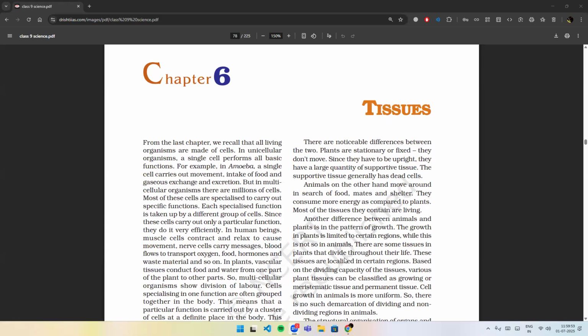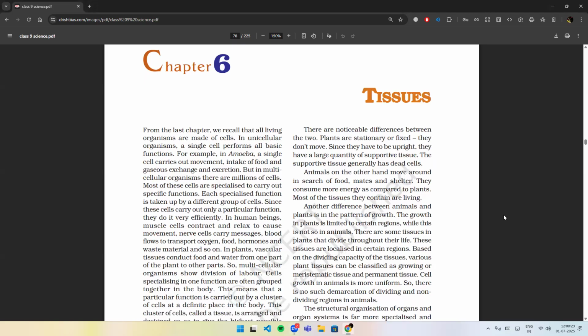Today we are going to read chapter number 6, Tissues, of class ninth from the NCERT book. So let's get started. From the last chapter, we recall that all living organisms are made of cells. In unicellular organisms, a single cell performs all basic functions. For example, in amoeba, a single cell carries out movement, intake of food, gaseous exchange and secretion.